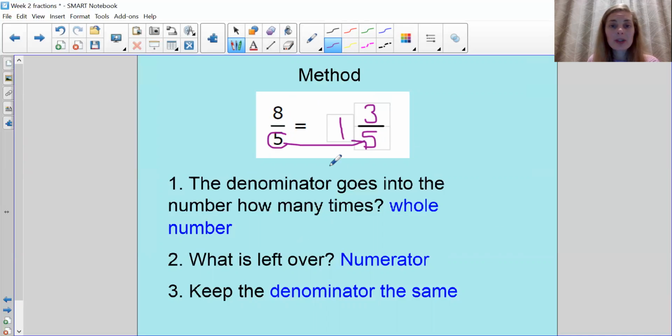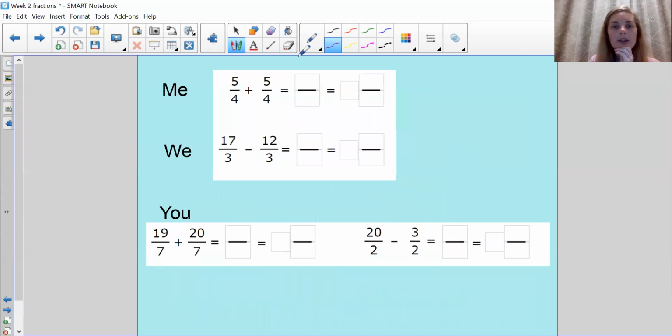Okay, so here are my steps to success. If at any point you get confused about how you go from an improper to a mixed, come back to this page and go through it again. So I'm going to do some with you and then you're going to do some on your own. So let's do this one together.